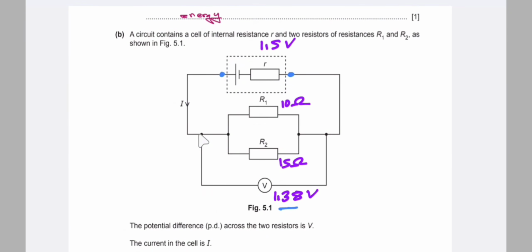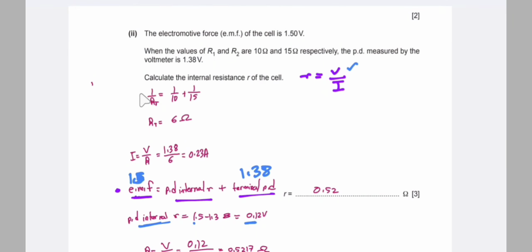First of all, since we are given the values of two resistances, we can calculate the combined resistance. After calculating the combined resistance, since we know the voltage, we can easily calculate the current. So first, 1 by R total is equal to 1 by R1 plus 1 by R2 for the parallel combination of R1 and R2. So we calculate the combined resistance, and for it we need to find the value of current.